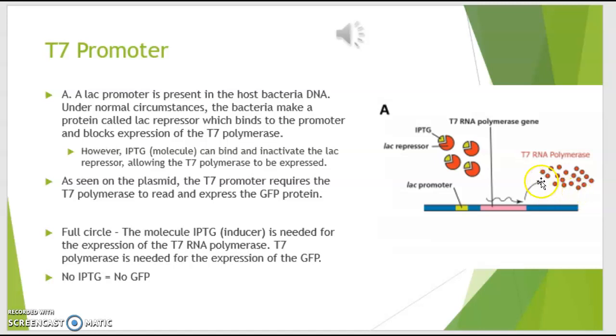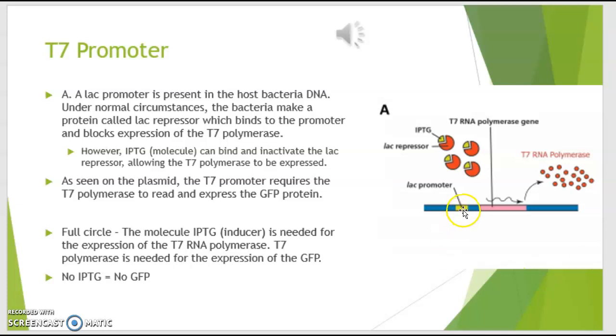So you want to have the T7 RNA polymerase available to read the gene in order for the GFP protein to be made. So as mentioned, this lac promoter normally makes these little red half circles that attach to the T7 polymerase gene, and it prevents it from making the T7 RNA polymerase. So if the T7 RNA polymerase is not made, then the green fluorescent protein is also not made because it cannot be read.